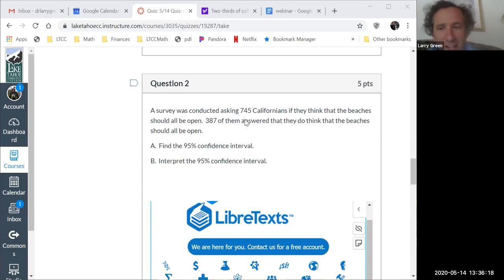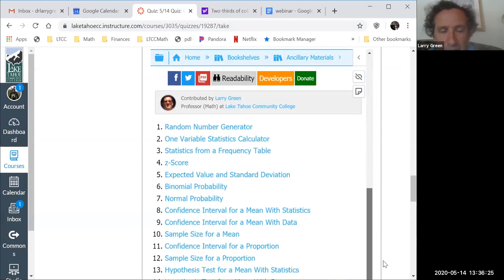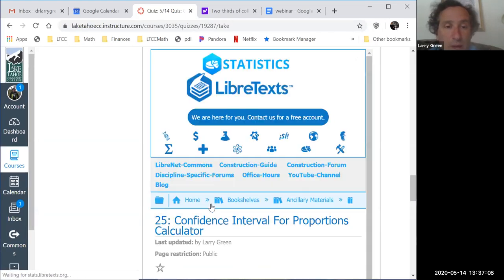Okay, so when the survey question is yes, no, that means we can treat this differently. So in our links to calculators, which one are we going to look at? Okay, number 8 is confidence interval for a mean. And notice this is a yes, no question. Number 11 is about a proportion, and proportions are results of yes, no questions. Means are results of quantitative questions. Any questions on that? So this is a confidence interval for a proportion question.